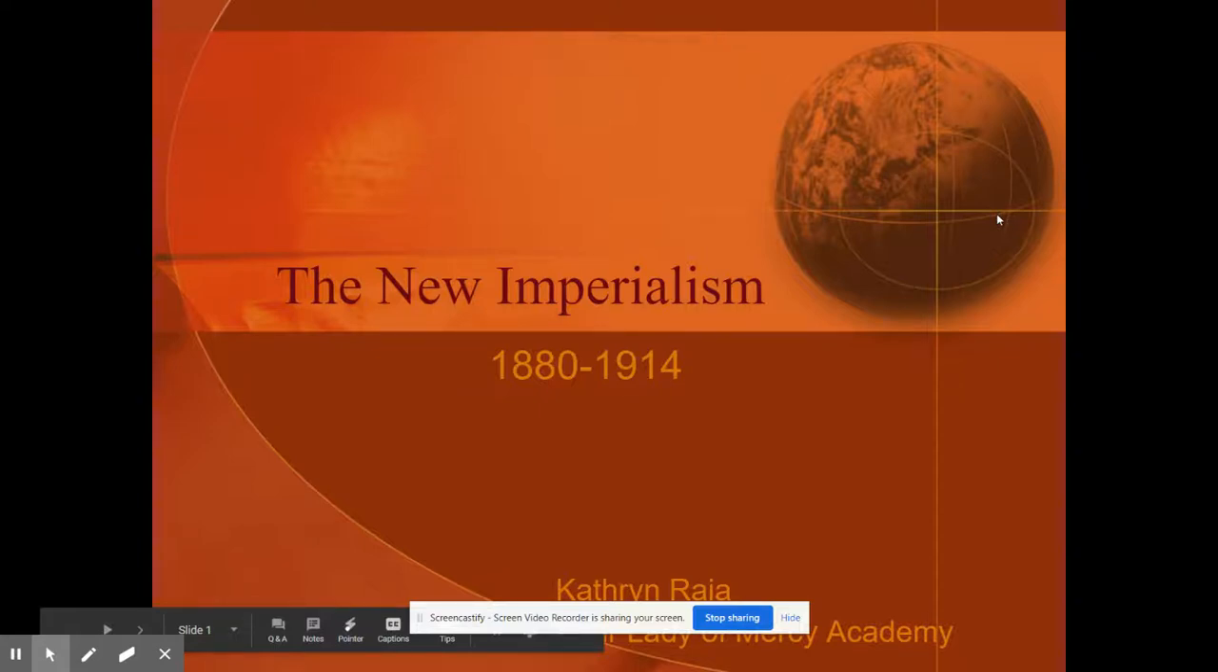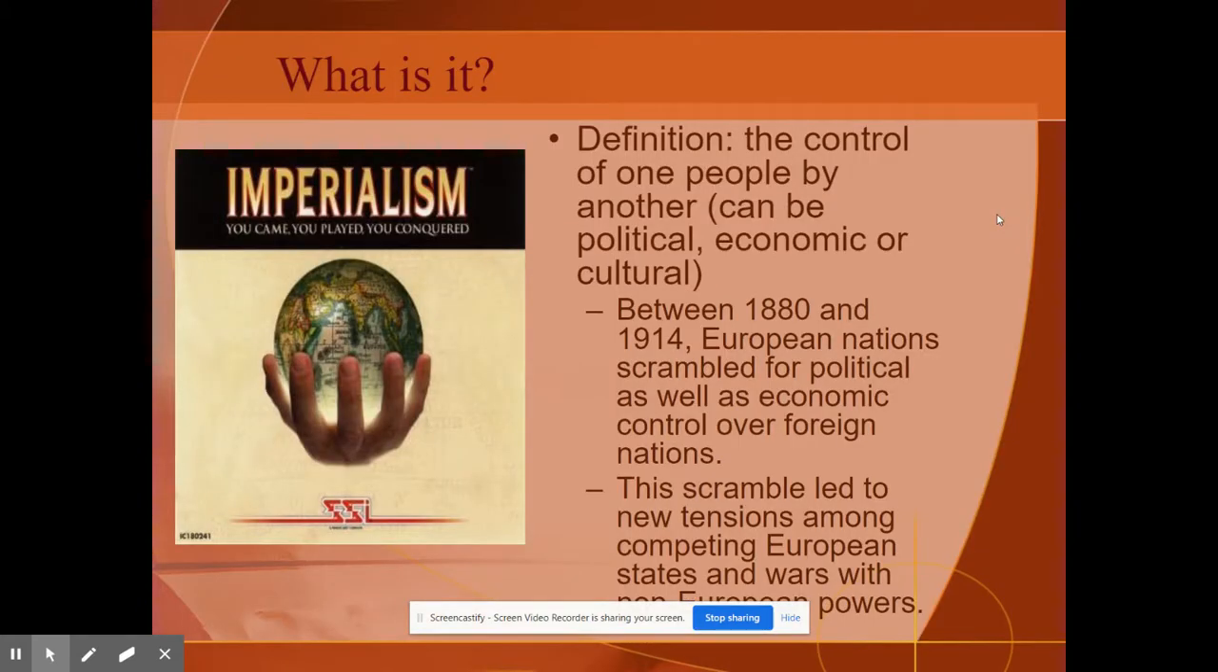So, this lecture is about the new imperialism. This is a change from what we saw during the Age of Exploration. In the 19th century, what we're talking about in imperialism is where you're controlling another people through their political, economic, cultural systems, and then you're using it to benefit your political gain and economic gain. This scramble for new colonies is driven by many things.